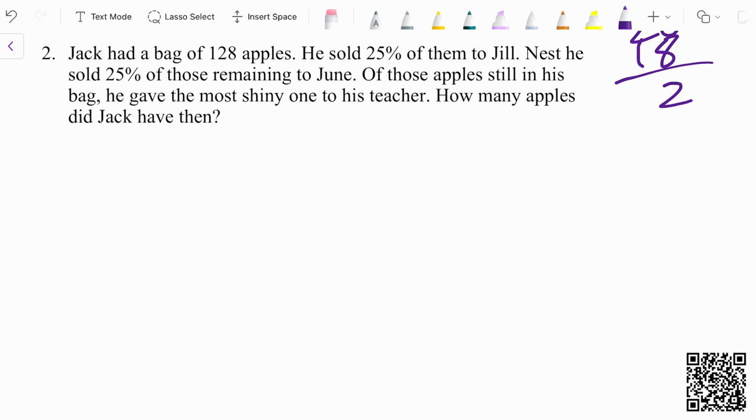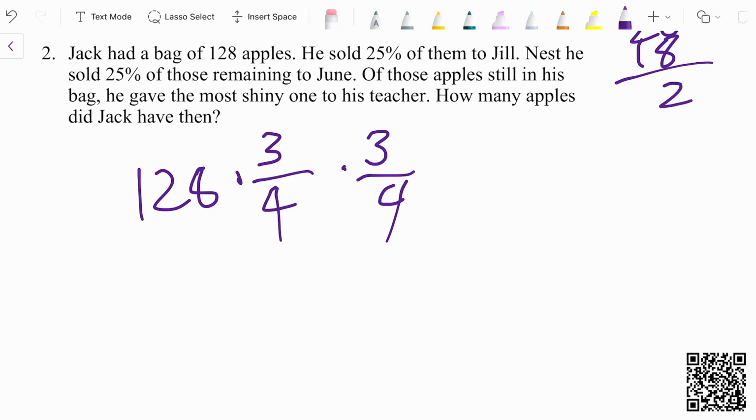When he had a bag of 128 apples, we can either do 25% and then minus that off 128 and then do another 25% of that, but I don't feel like doing that today. So we're just going to go nice and straightforward. Since he sold 25% of them to Jill, he still had 3/4 left after the first selling. That was then multiplied by 3/4 when he sold the remaining to June, and multiplication is commutative, so we can swap them back and forth. So we can do it like this instead.